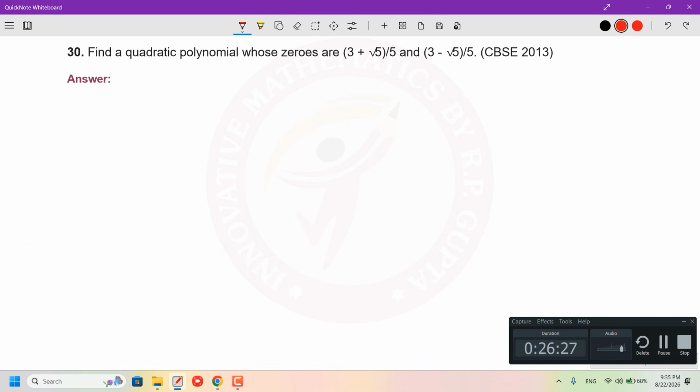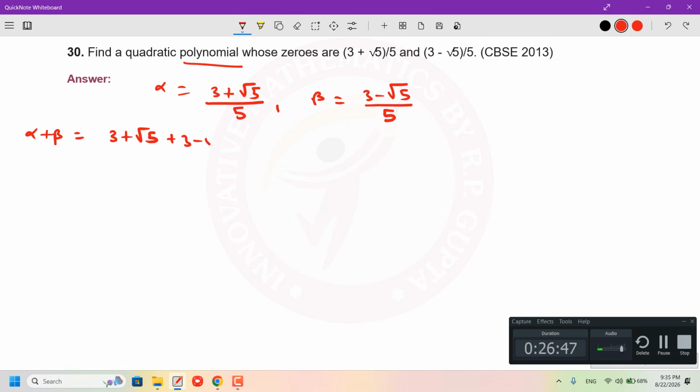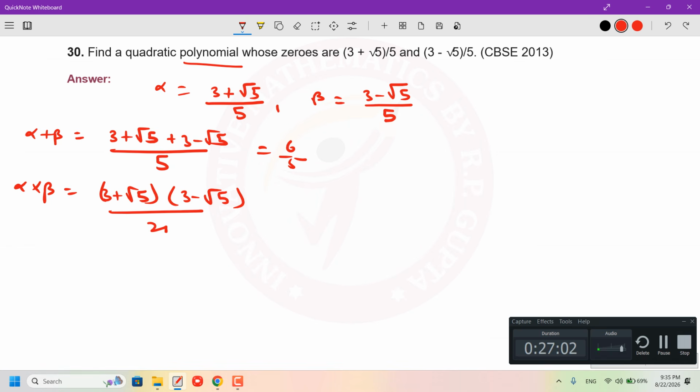Now in the quadratic polynomial, alpha is given as 3 plus root 5 upon 5 and beta is also given, 3 minus root 5 upon 5. So first find alpha plus beta, which is 3 plus root 5 plus 3 minus root 5 upon 5 equals 6 upon 5, and alpha into beta equals 3 plus root 5 into 3 minus root 5 upon 25. So 9 minus 5 upon 25 equals 4 upon 25.